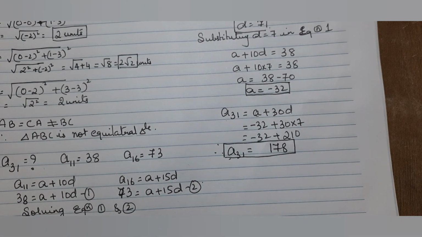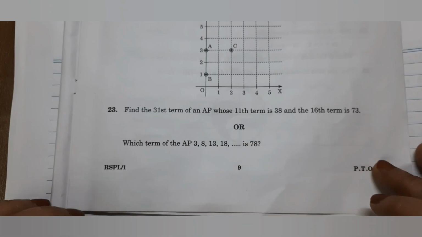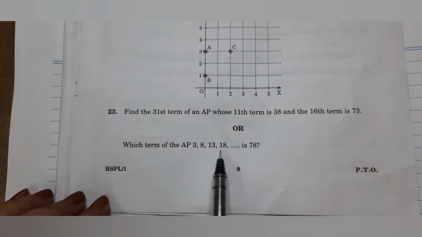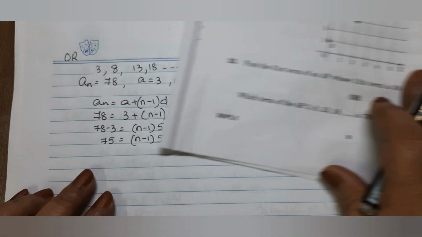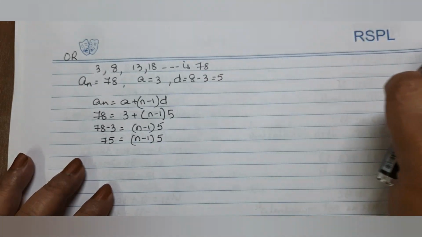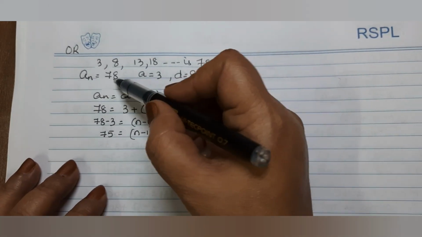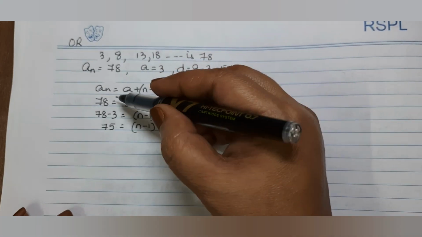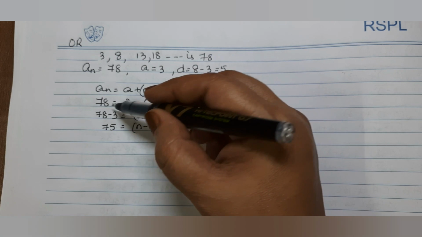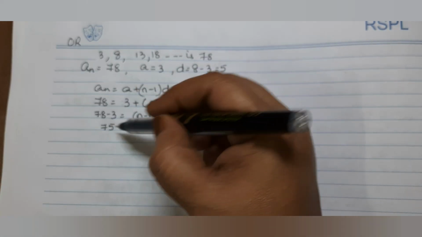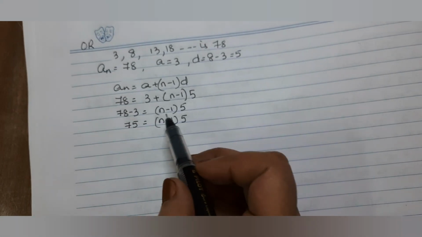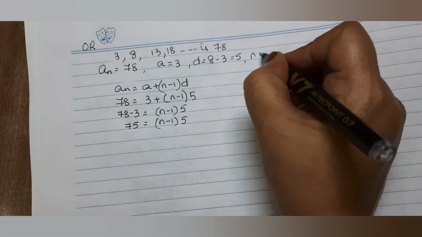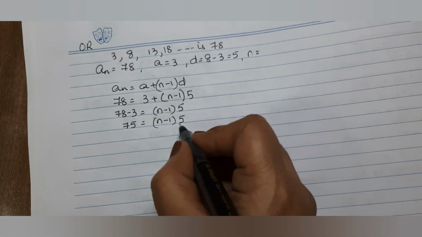Next question. We will do the OR question. Which term of the AP 3, 8, 13, 18 is 78? So here the given question, an is 78, a is 3, d will be 8 minus 3, that is 5. Substitute 78, 3 and transposing, 75, and then n minus 1. We have to find out here n. Which term, how many terms, means we have to find out n.